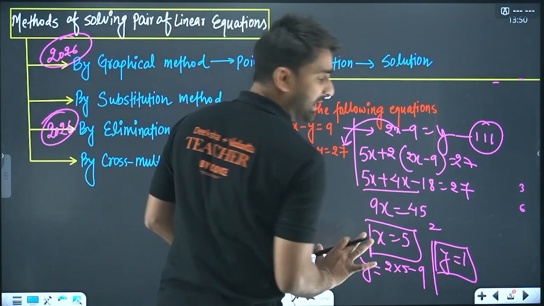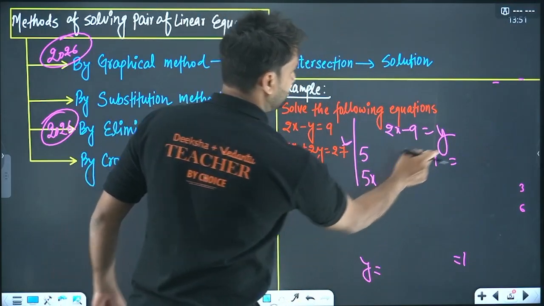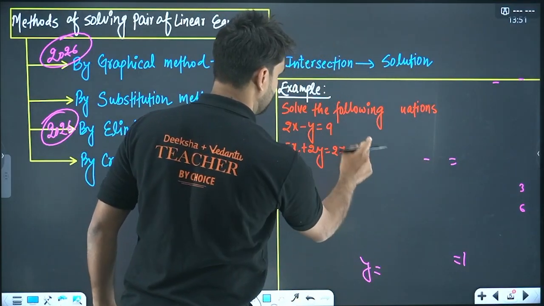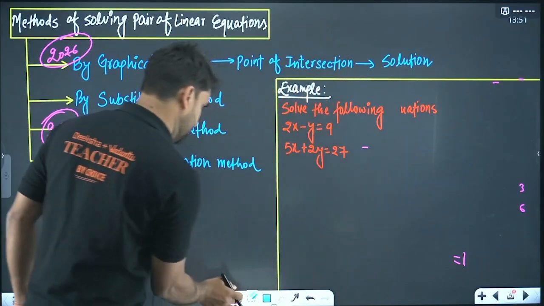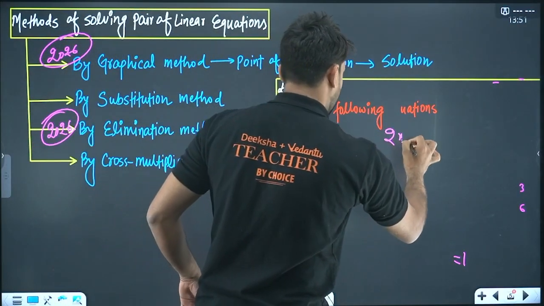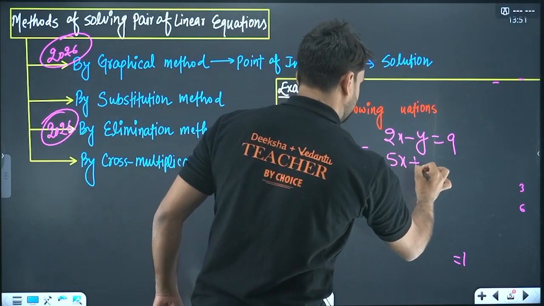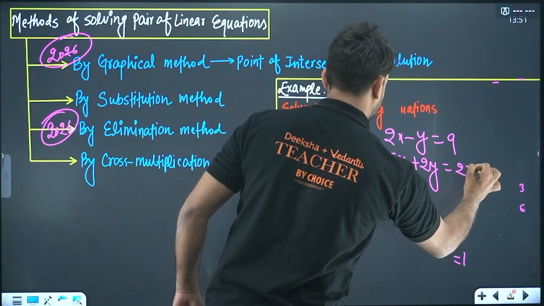I hope this is clear to you. Now if we apply the elimination method here, what would be the result? Let me tell you how we apply the elimination method. Listen, my dear. The first equation is 2x minus y equals 9, and the second equation is 5x plus 2y equals 27. Right?